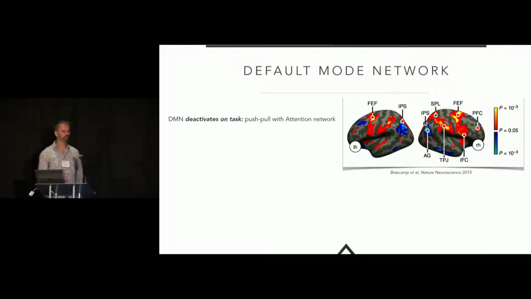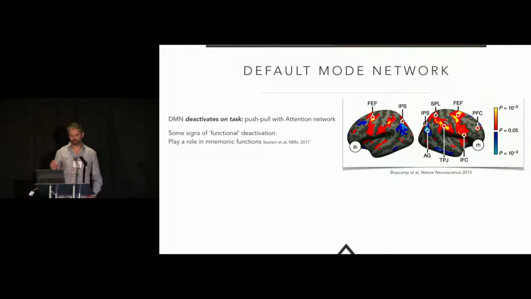Now, usually people don't look at this because, negative stats, you don't look at it in fMRI, but there are some signs that these deactivations are functional. They seem to play a role in mnemonics, like in memory processing. From the pattern of these deactivations, people have shown that you can decode whether people are going to remember the memorandum.